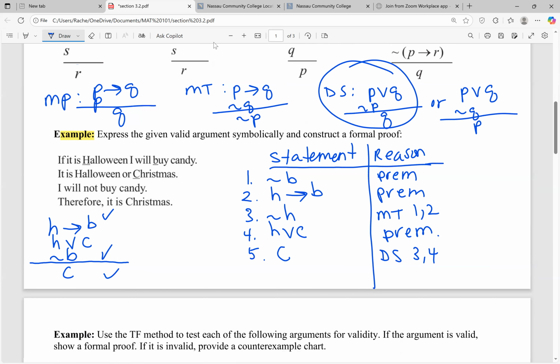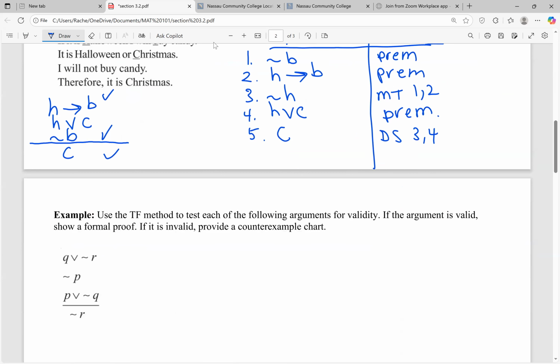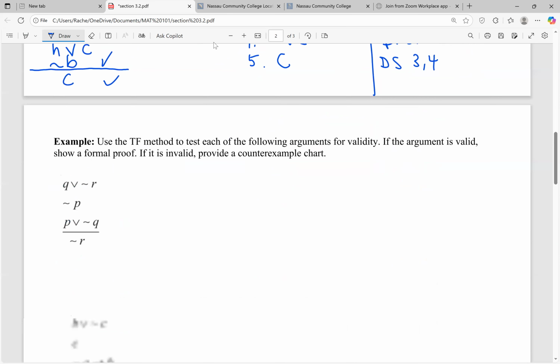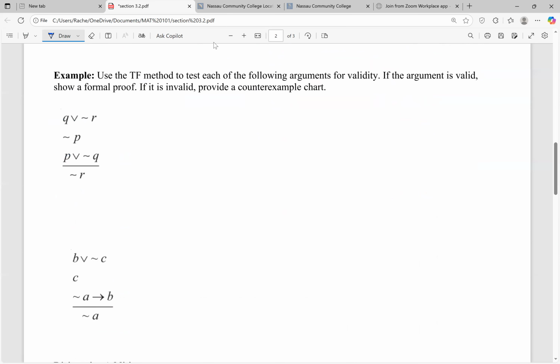So let's keep practicing. And you know what I would do? Write down so far these 4 valid argument forms: modus ponens, modus tollens, then the 2 forms of the disjunctive syllogism. This way you have them in front of you when we're working on these proofs. So let's look at the next example. I gave you a couple of arguments. First, we want to see if they're valid. If they're valid, we'll construct a formal proof. If they're not, we'll show a counterexample.